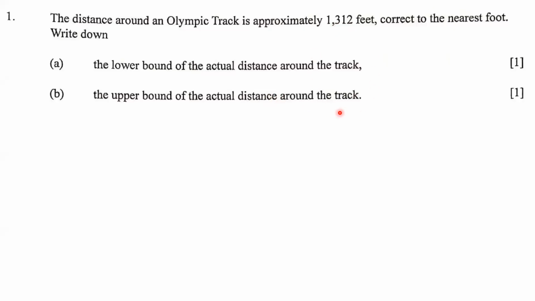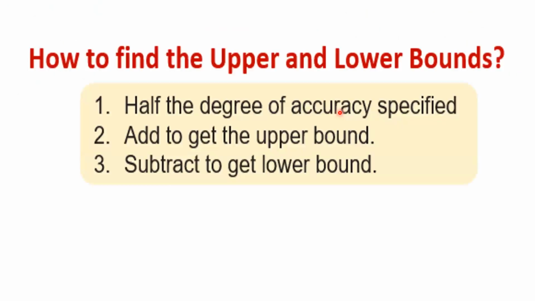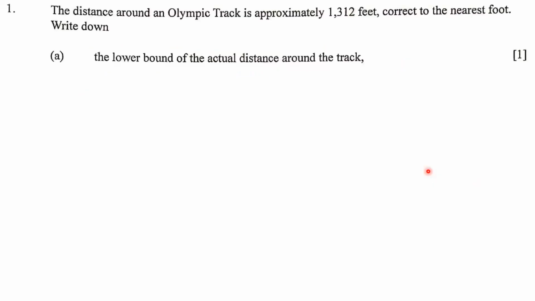So for this question, they want us to find the lower bound and the upper bound. But how do we find them in general? We have to do 3 steps. First, we halve the degree of accuracy specified, so whatever degree of accuracy they give us, we divide it by 2. Then, to find the upper bound, we add, and to find the lower bound, we subtract. And so let's do that.